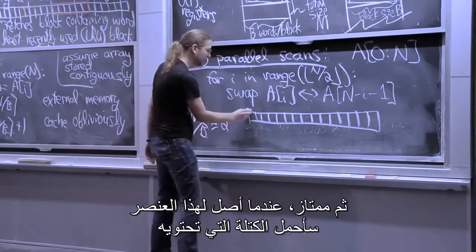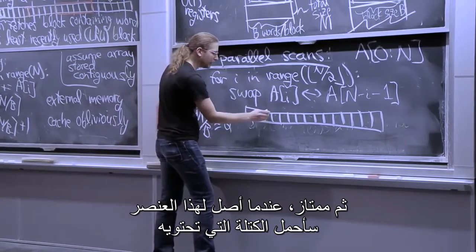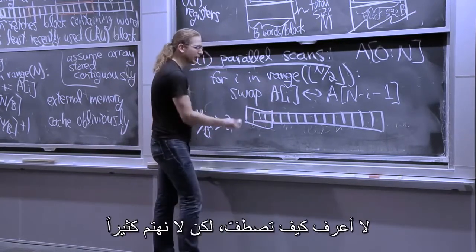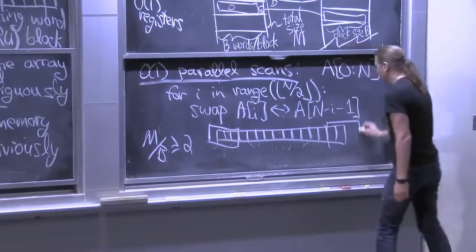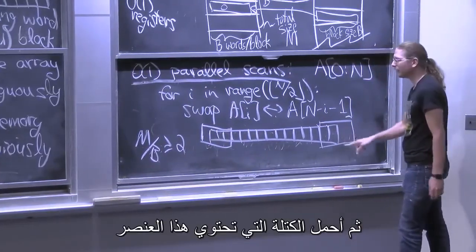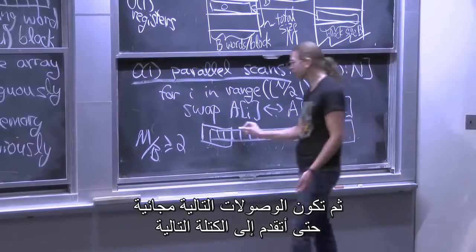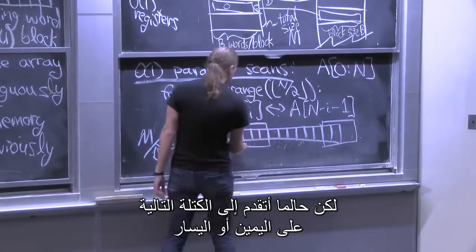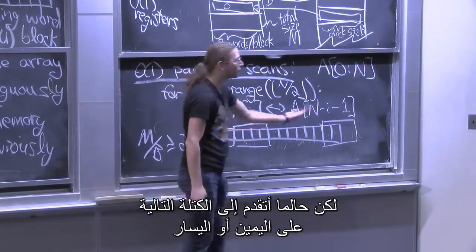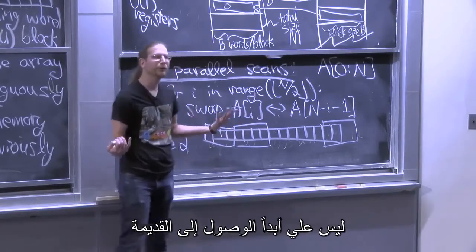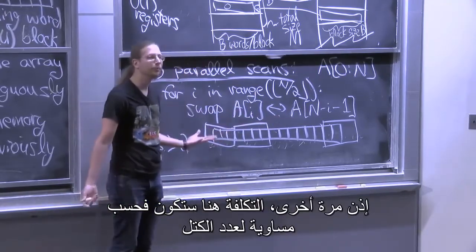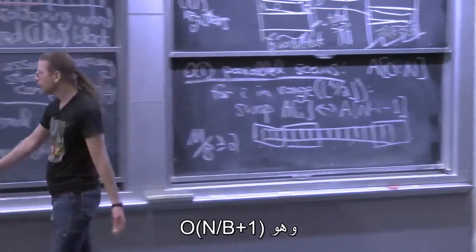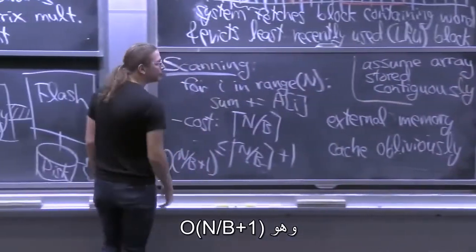Then great. When I access this item, I will load in the block that contains it. I don't know how it's aligned, but don't care so much. And then I load in the block that contains this item. And then the next accesses are free until I advance to the next block. But once I advance to the next block on the left or the right, I'll never have to access the old ones. And so again, the cost here is just going to be equal to the number of blocks, which is big O of n over B plus 1.